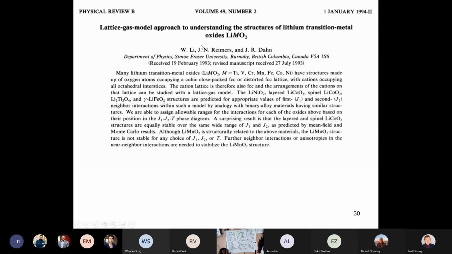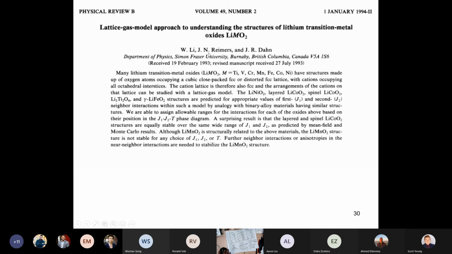Okay, so this is an interesting paper. This is from a long time ago. This paper got created because we realized that many of these different lithium transition metal oxide structures shared the exact same oxygen lattice, this cubic close-packed oxygen lattice. And there were different structures: lithium nickel oxide, layered lithium cobalt oxide, spinel cobalt oxide, Li2Ti2O4, this is spinel structure, and this gamma lithium iron oxide structure has the lithium and iron arranged in some strange way. But all of them share the same oxygen lattice.